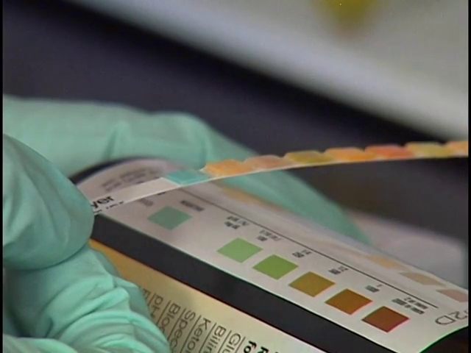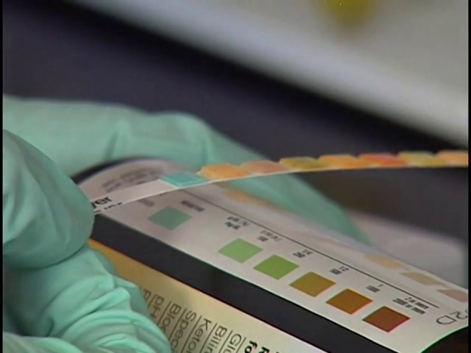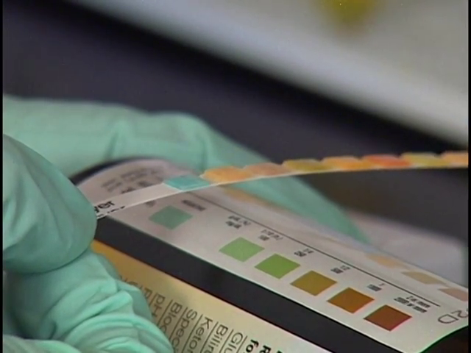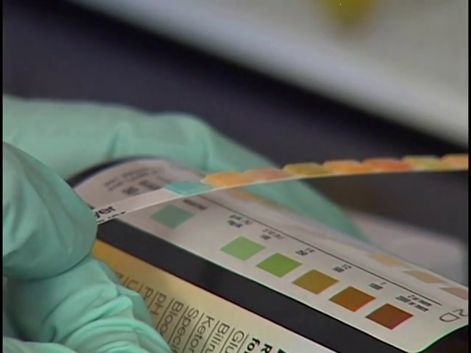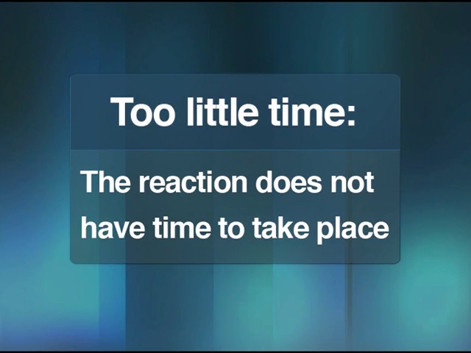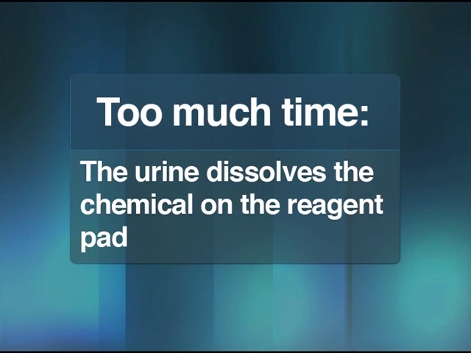It is important to read each result at the exact time specified on the color chart. The chemical on each reagent pad needs a certain amount of time to react with the urine. If too little time is allowed, the reaction does not have enough time to take place. If too much time elapses before the results are read, the urine dissolves out the chemical on the reagent pad. Both of these situations lead to inaccurate test results.